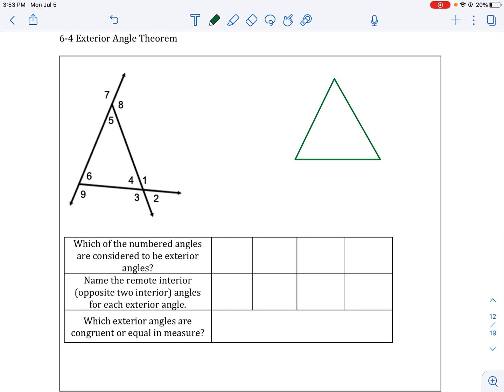So we're going to go over the exterior angle theorem. But first we need to know some things with an exterior angle. First, the green triangle here that I drew on the right: an exterior angle is when you take one side of the triangle and extend it. So if I extend this side of the triangle, right here is my exterior angle.